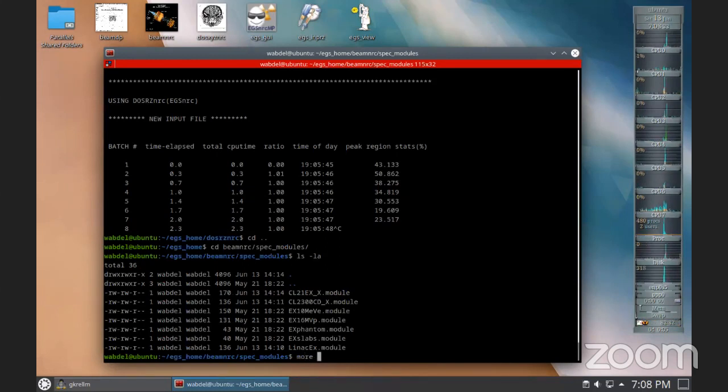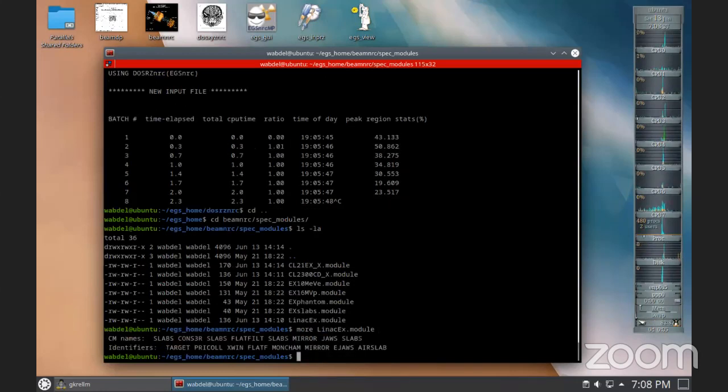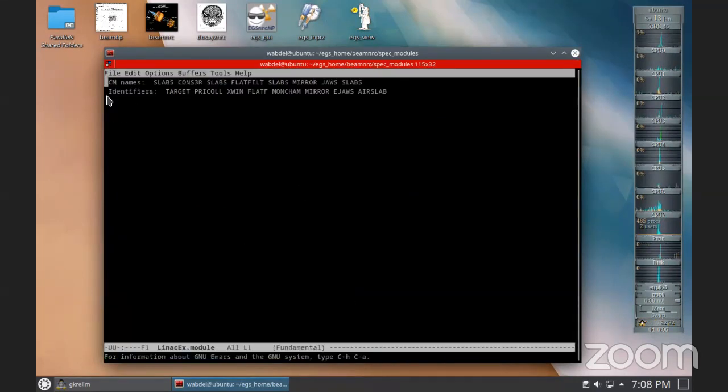So let's look at the file I sent you. We'll open it with Emacs. This linear accelerator has these component modules that I went through last time. The first one is called the slabs, CONS3R, slabs, flattening filter, slabs, mirror, jaws, and slabs. These are the titles of the spec modules as given in the BEAMnrc manual. Now on the bottom, these are identifiers. So for the slab, I just identified it as a target. This is a primary collimator. This is text, it could mean anything. So these are the component module names that are related to the given accelerator.